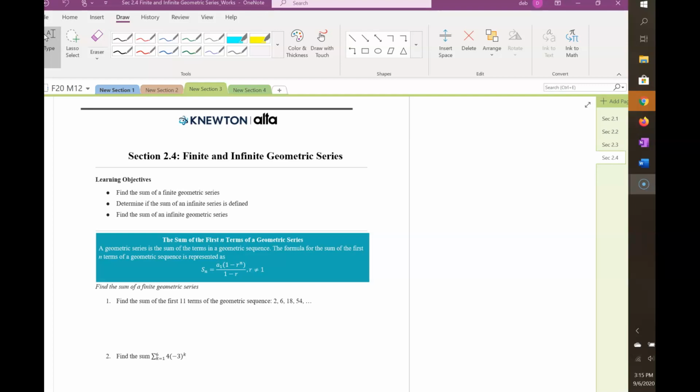So the three things we're going to do is find the sum of a finite geometric series, decide whether the sum of an infinite series is defined, and then if it is defined, find its sum.